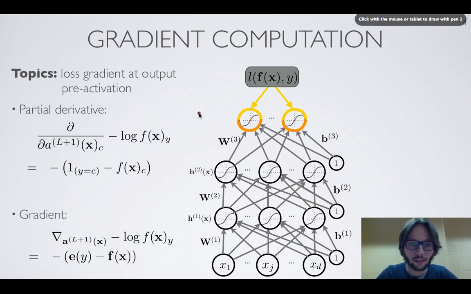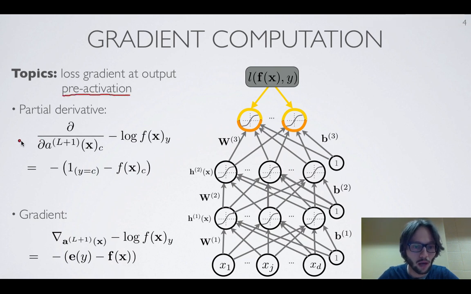Now let's look at the gradient for the pre-activation at the output layer. We want the partial derivative of the loss function with respect to the cth pre-activation at the output layer, that is a^(L+1)(x), and then the cth element of that vector. We'll look at the derivation in a second, but it turns out it has a very simple form. It's just minus whether c is the true target or not, minus the probability that our neural network has assigned to class c, so the cth output at the output layer. That's a very simple form.